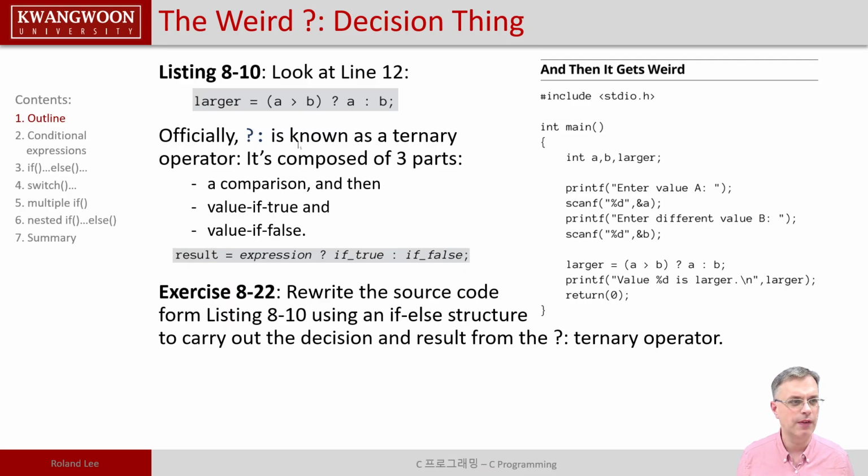You see, it's known as the ternary operator. It's composed of 3 parts: a comparison, and then a value if true, and a value if false. So result, and here we go. This is now the C notation. What we will learn right now. So let's do it.